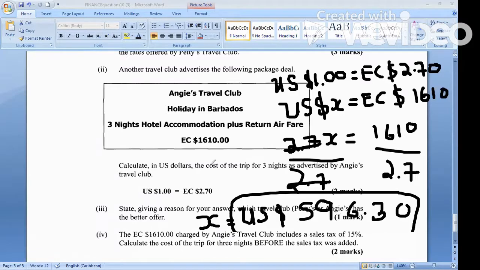All right. The first one, Petty's travel agency. How much did it cost? I forget. US what? US $647. $647.